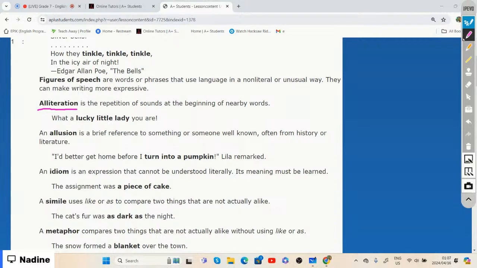And an example of alliteration is: what a lucky little lady you are. It is the repeating of sound in lucky little lady. That is a repeating of sound with the l's, lucky little lady. That is alliteration. It's a repetition of sound at the beginning of nearby words.